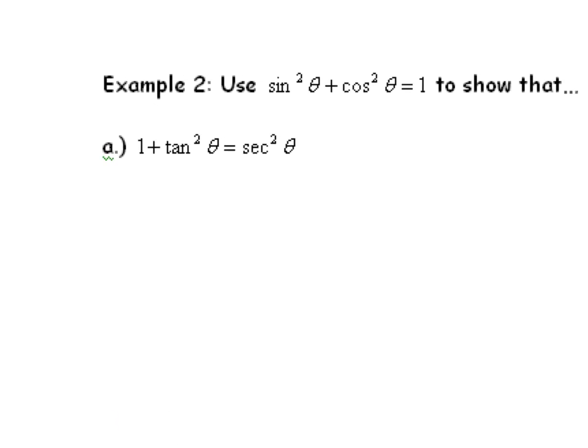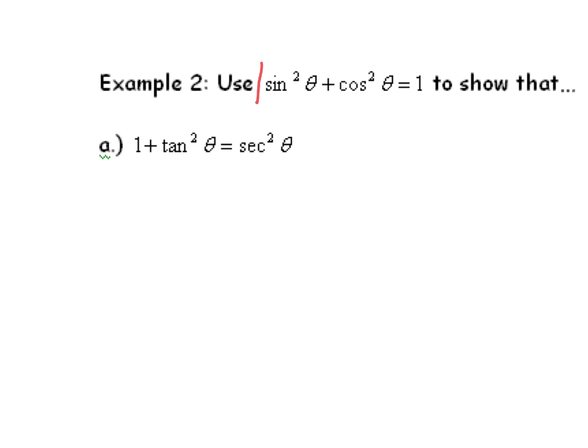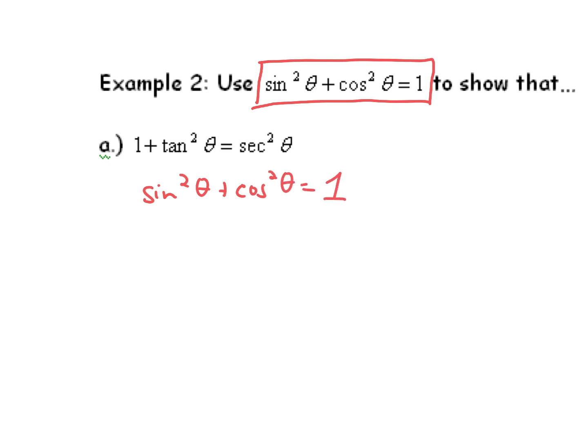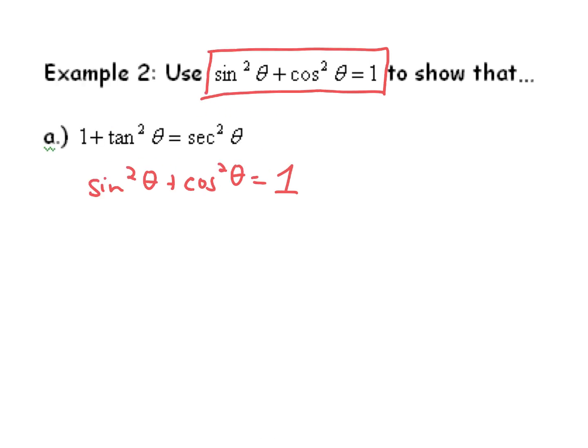Now I can take that grand poobah identity and turn it into the other 2. What we're going to try to tie together is how sine squared theta plus cosine squared theta equals 1 can be turned into this right here. The mission in example 2 is to use sine squared theta plus cosine squared theta equals 1 to show you that 1 plus tan squared theta does indeed equal secant squared theta. This is kind of where we left off.